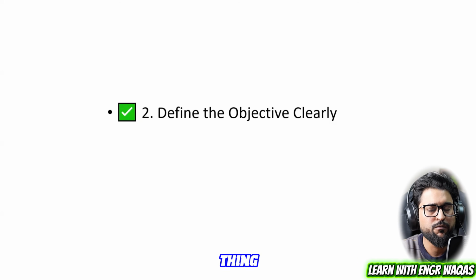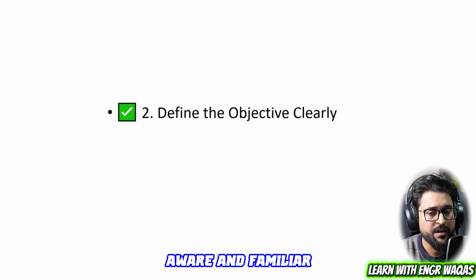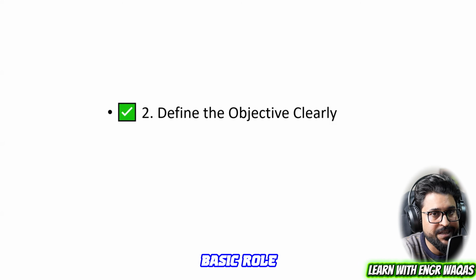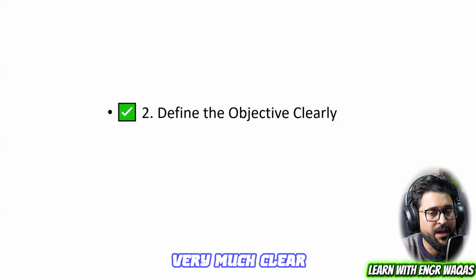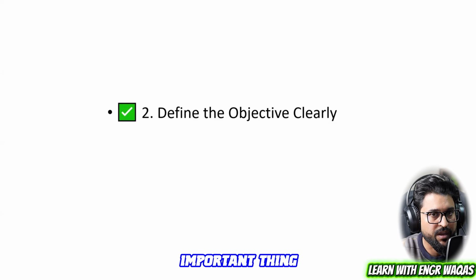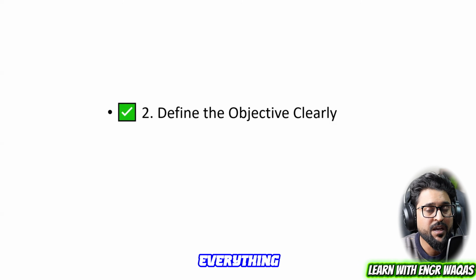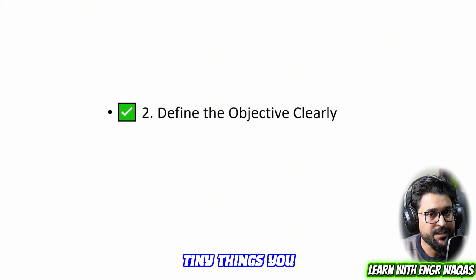The second important thing is that we should be aware of the objectives, what we want from ChatGPT. After defining that basic role, the objective should be very clear. That is the second most important thing. And don't worry, at the end I'm going to summarize everything with an example prompt. So these are the tiny things you have to add in your prompt.